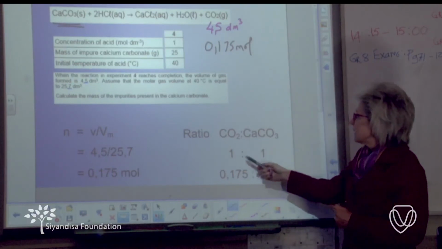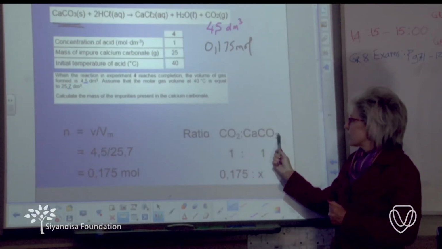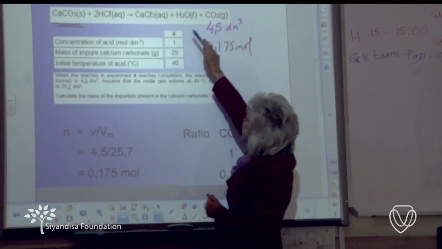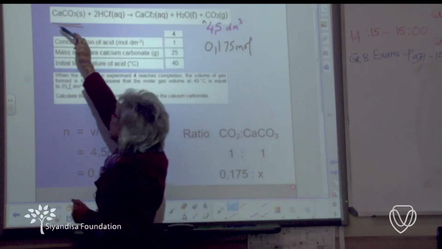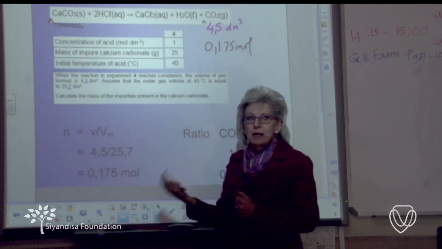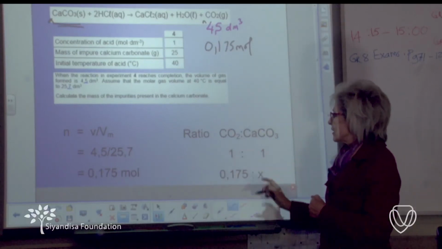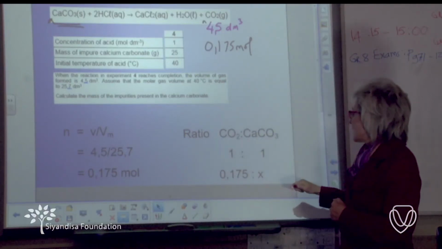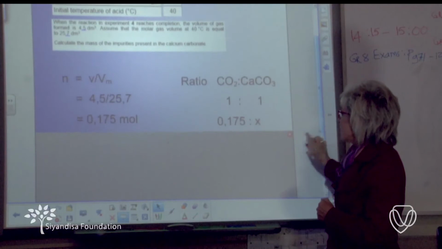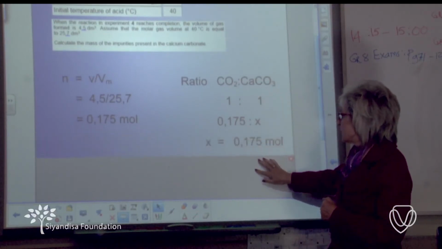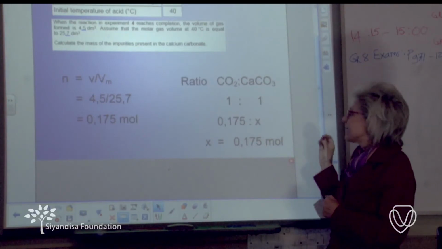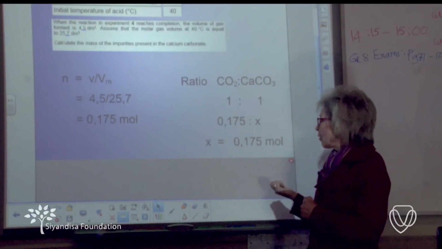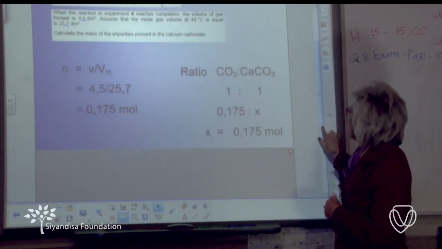So as I've written it here, the ratio of carbon dioxide to calcium carbonate is 1:1. For those of you who can't remember, how do I know it's 1:1? On my balanced equation, there's no number written down, which means it's 1. So the ratio is 1:1. So therefore, if the carbon dioxide formed was 175 mole, then I know calcium carbonate is definitely also 175 mole. So that is the amount of actual calcium carbonate that did react to form that specific amount of carbon dioxide.